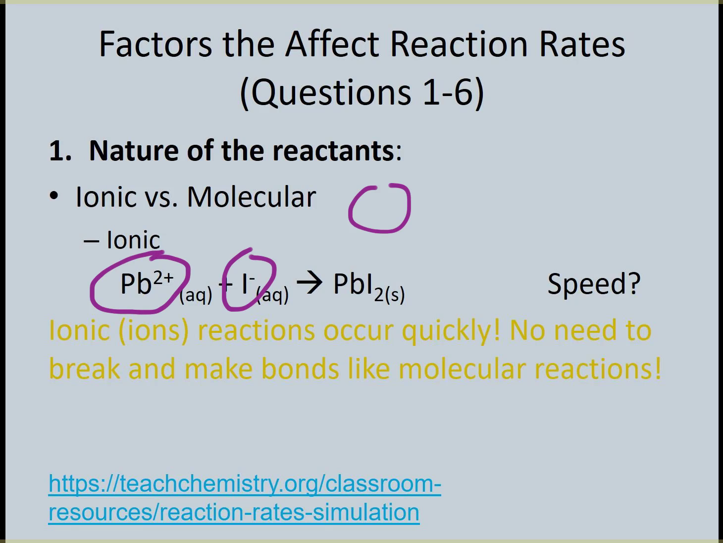All that has to happen is the positive lead ion has to touch the negative iodine ion, and when that happens, it forms lead iodide. So this is very, very quick. So when you look at an ionic reaction, it's instantaneous. You take, in this case, two solutions, pour them together, you will instantly form this precipitate, this lead iodide solid. There's no need to go into the nuclear cloud and exchange electrons. Instead, it's just this electrostatic attraction that occurs.